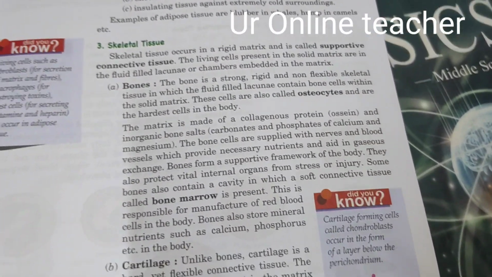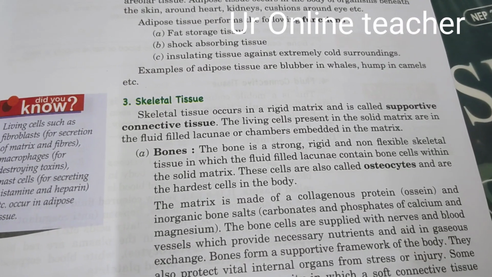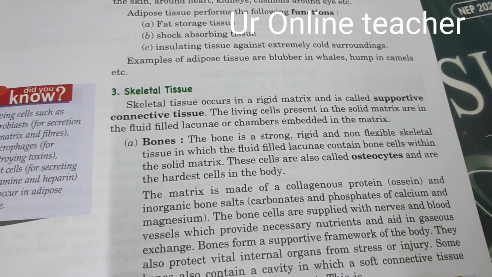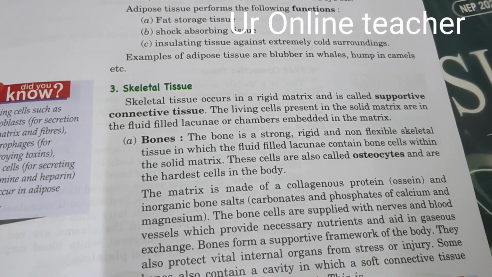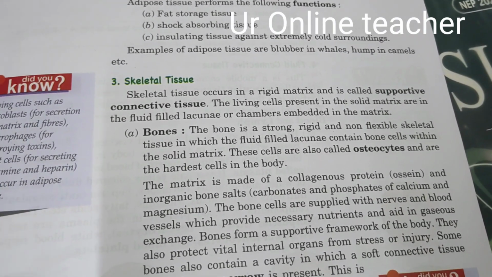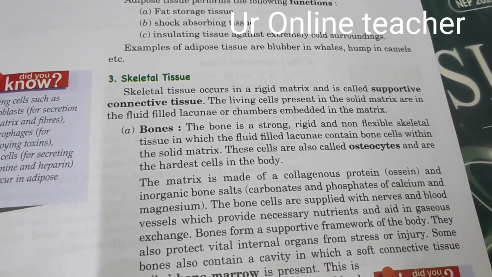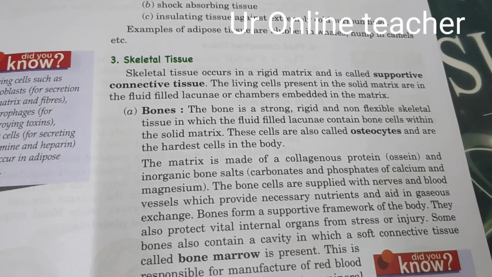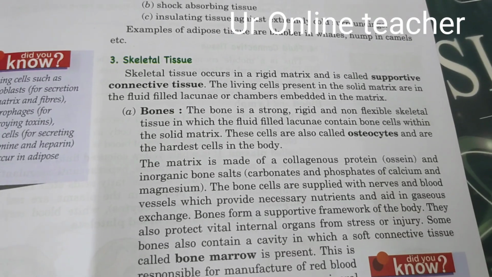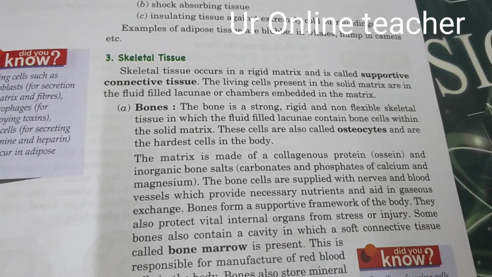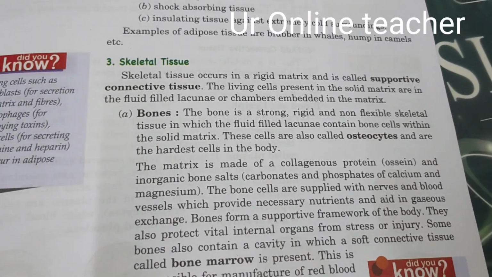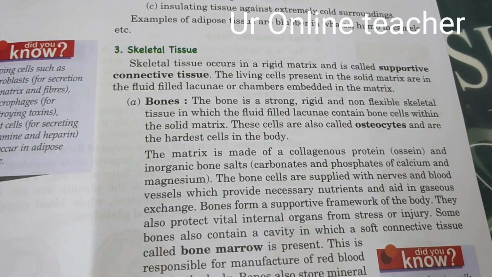Then next is skeletal tissue. Skeletal tissue occurs in a rigid matrix called supportive connective tissue. The living cells are present in the solid matrix in fluid filled lacunae, which are chambers embedded in the matrix. So in the matrix, the living cells are just present in the solid matrix. So the bone. Bone is a very strong, rigid and non-flexible skeletal tissue in which the fluid filled lacuna contains bone cells in the solid matrix, and those bone cells are called osteocytes and the hardest cell in the body.